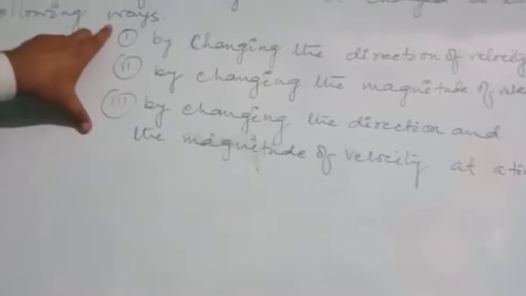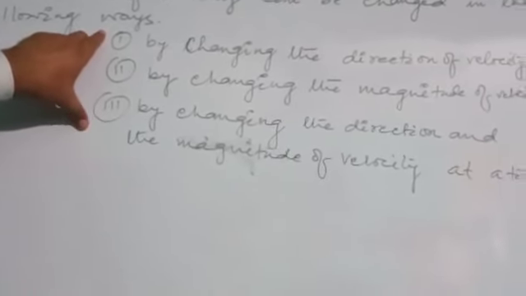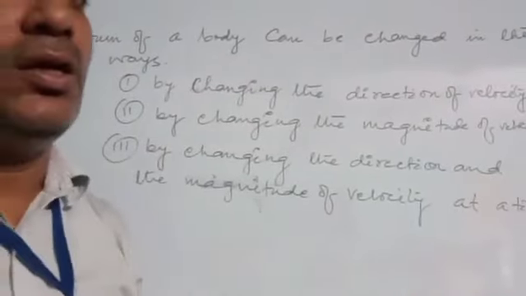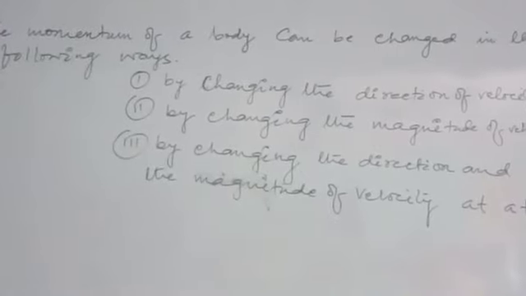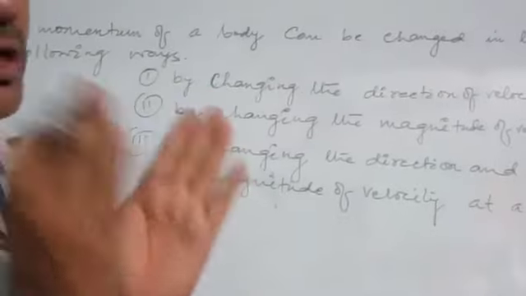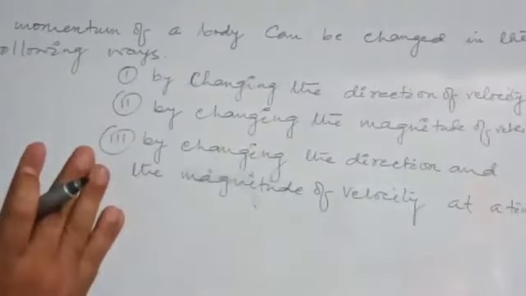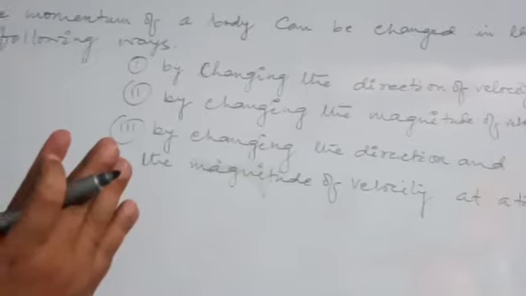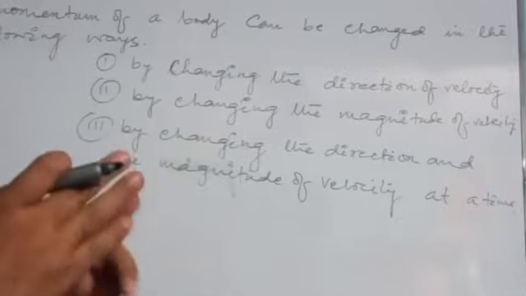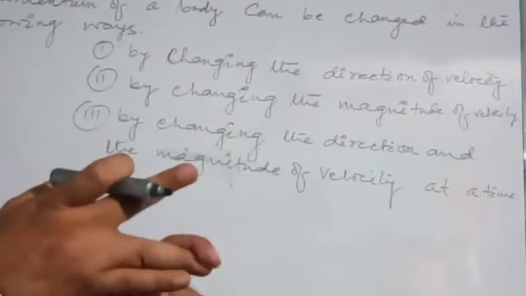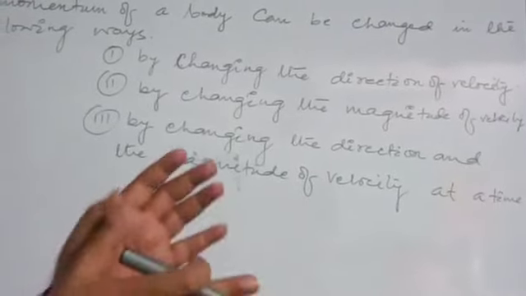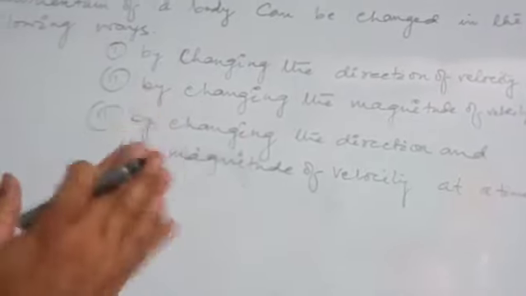In three ways you can change the momentum of a body, because momentum is a vector quantity. It is the product of mass and velocity. Mass is a scalar quantity and velocity is a vector quantity. So velocity can be changed in three ways: by changing its magnitude, by changing its direction, or by changing both magnitude as well as direction at a time.